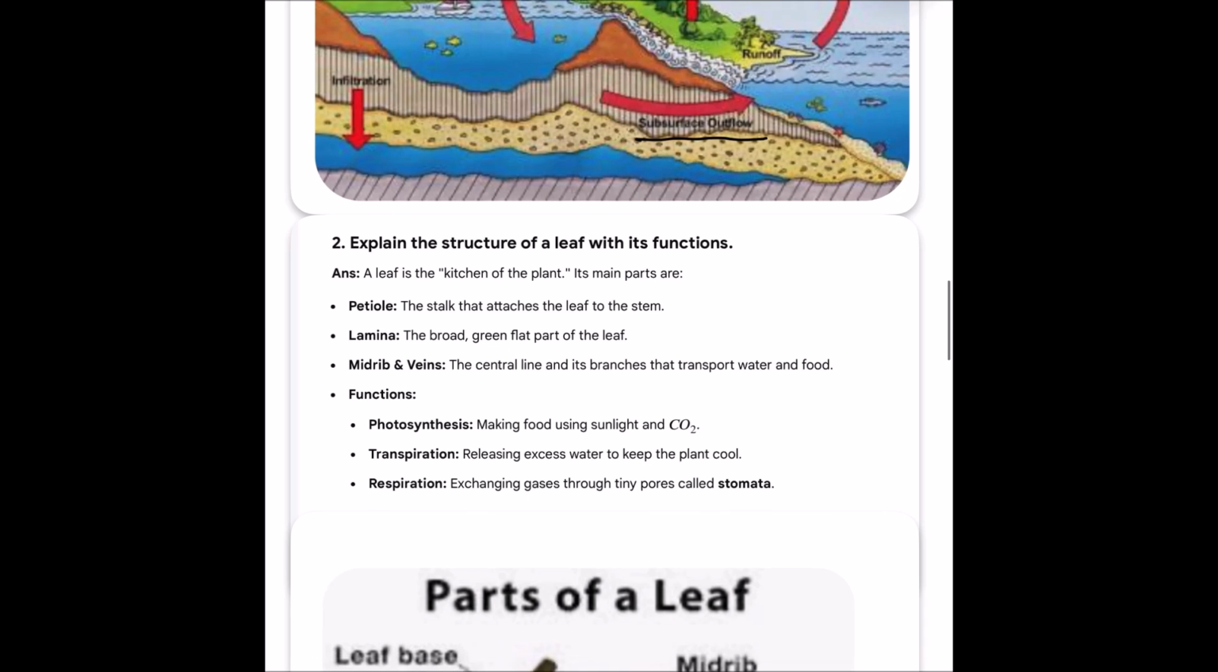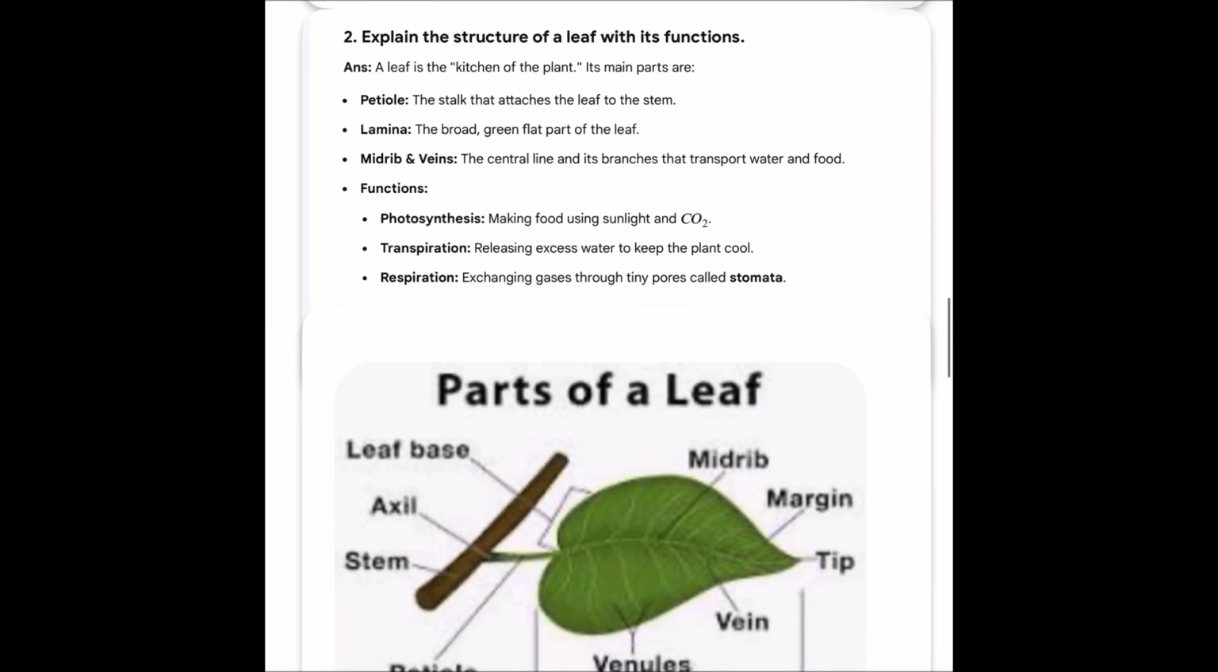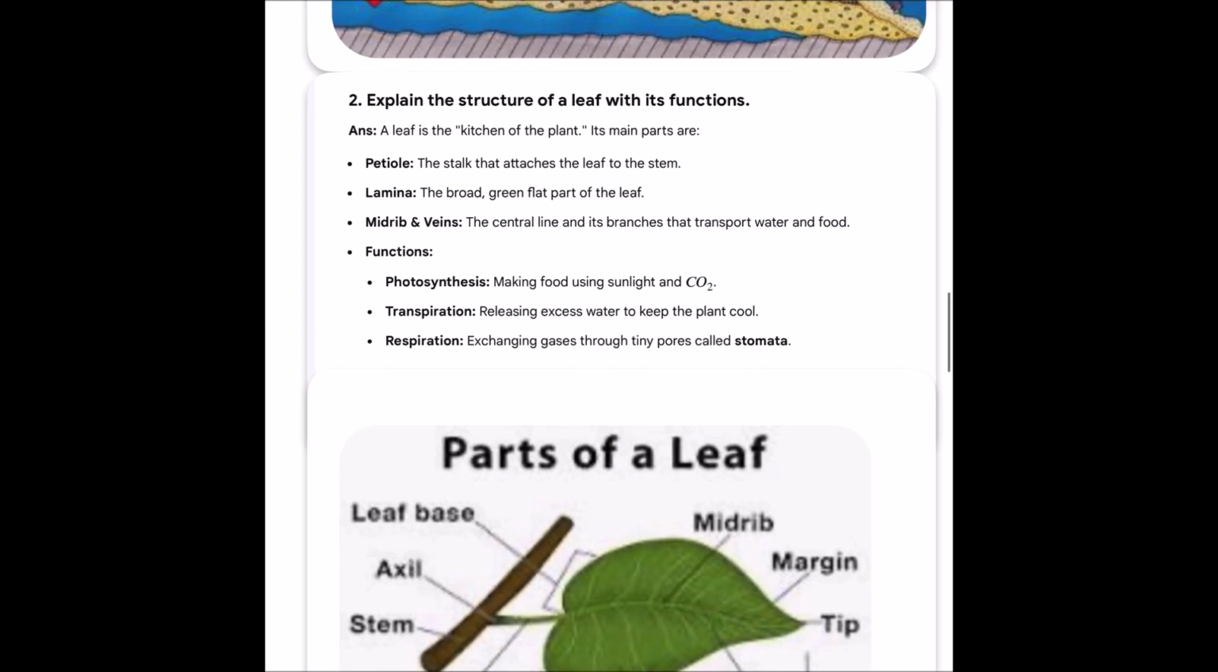The second question is explain the structure of a leaf with its functions. So here too you are going to write the description of the leaf with function of each parts and will draw the diagram of the leaf with different parts labeled. So answer is a leaf is a kitchen of the plant.